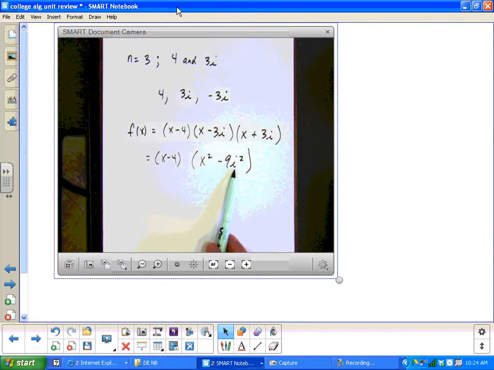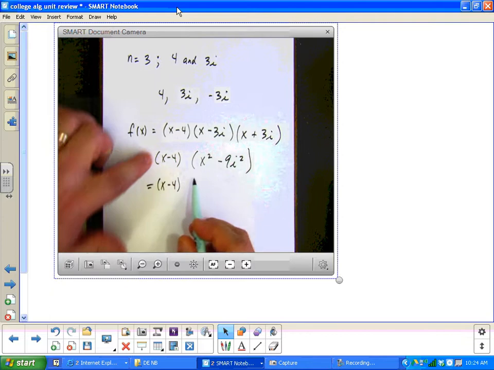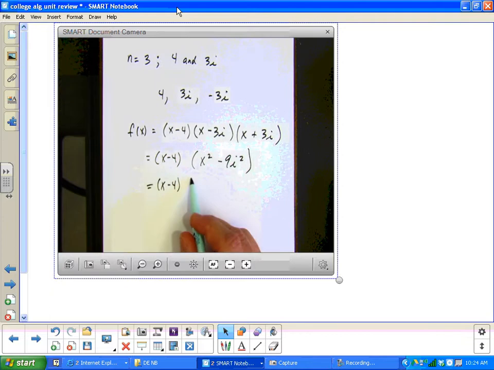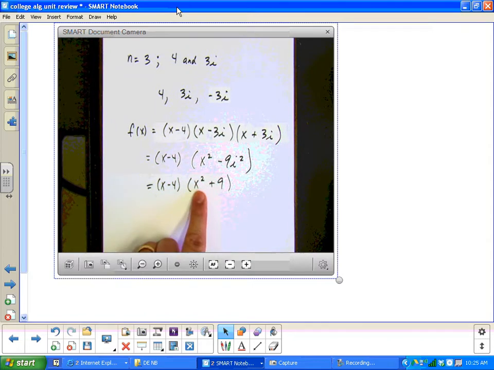i squared is negative 1. Okay, so it would be plus 9. And really what you could do is skip this step right here, and you probably could have gone straight to that. Now, y'all talk to me. Do y'all understand here why this is x squared plus 9 now?